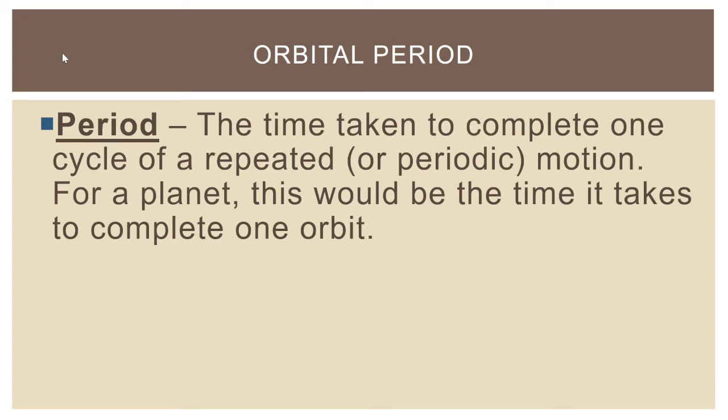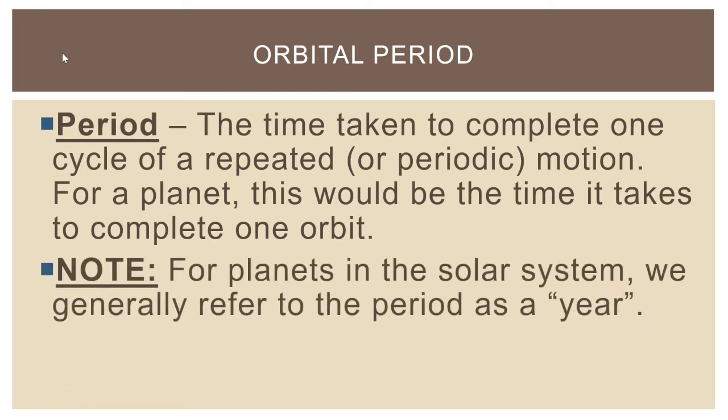And so I think at this point, it would be important to point out that for a planet, like it says in that last sentence there, this would be the time it takes to complete one orbit. What that means is that for planets in the solar system, we generally refer to the period as a year, right? Because the time it takes for the Earth to go around the sun once is what we call a year, 365 days. And the last thing we'll say just quickly before we move on, because this will come up in an equation not only later in this video, but also a bunch of different times this year, is that the symbol for period is an uppercase T.